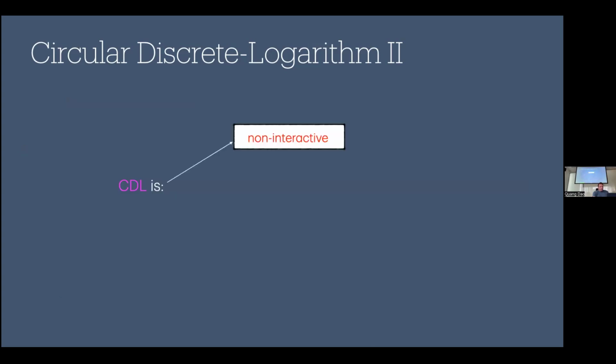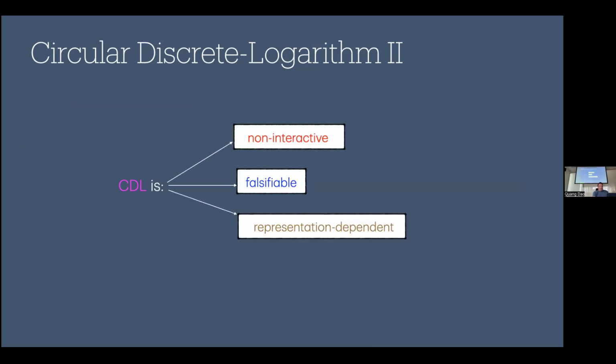Okay, so I'd like to point out that CDL is non-interactive. I guess that's obvious. Falsifiable, meaning given G and F, if someone claims they can solve CDL with respect to this group and its function, I can check that. And then do people see why it's representation dependent?